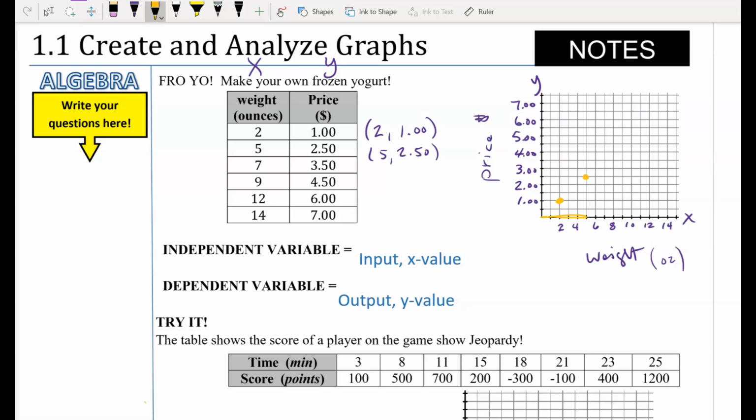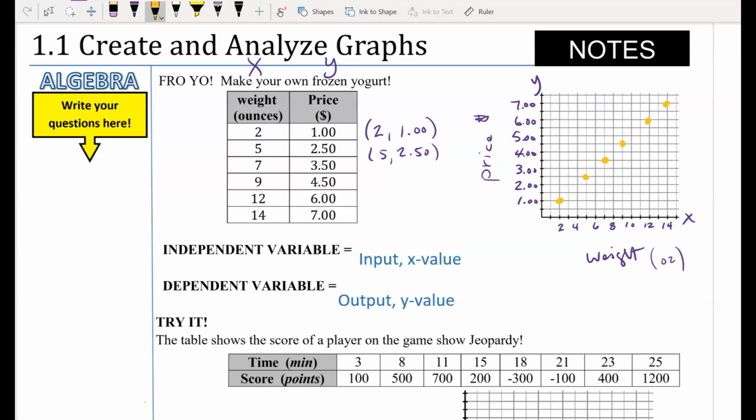Try not to lose my points. And I'm going to do that with the rest of these points. Pause the video and then come back and check. So all of my points appear to be lying on the same line. If yours don't look like that, then go back and count again. Make sure you plotted your points correctly.